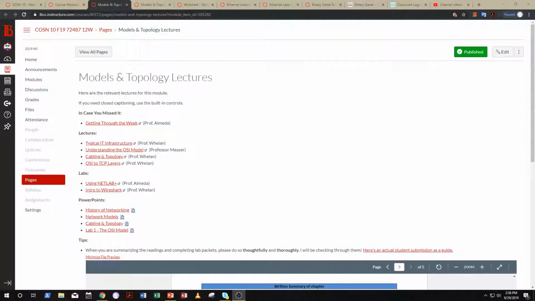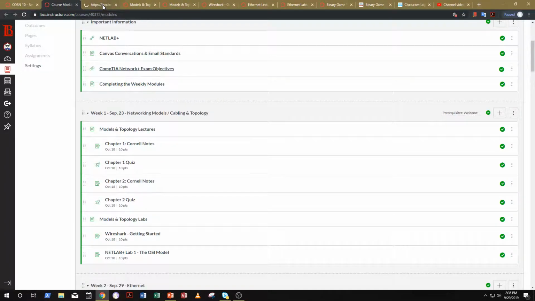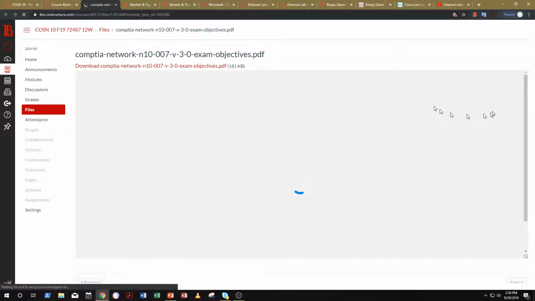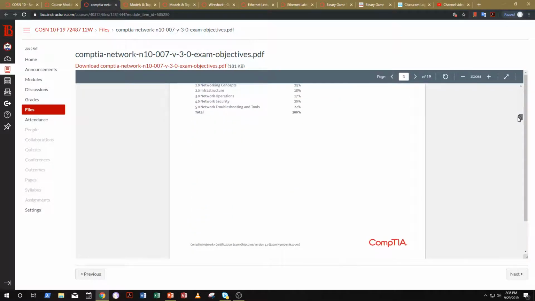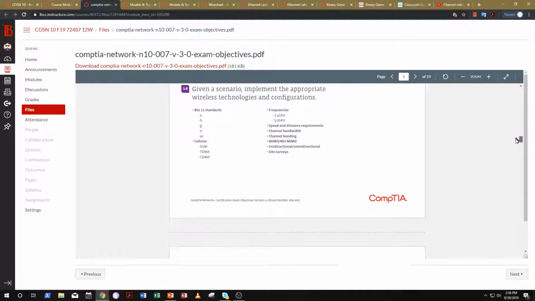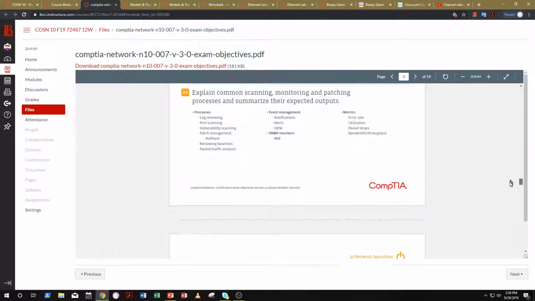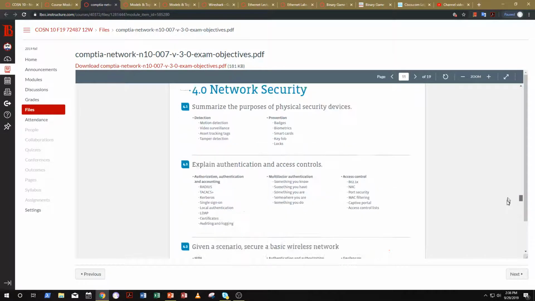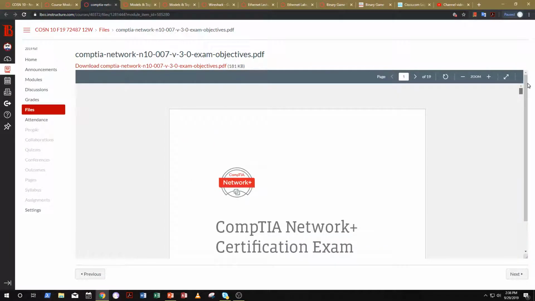N10-007. Speaking of that exam, when you have a chance, take a moment and look at the CompTIA Network Plus exam objectives. This is what's officially put out by CompTIA themselves, and it will give you an idea of all the things that they expect you to know for the Network Plus exam. So if you are pursuing the Network Plus, take a moment, look through the objectives. The Myers book covers those objectives. So if you study off of the Myers book and then you have your Cornell Notes, you should be in pretty good shape and be able to pass this exam on the first try.